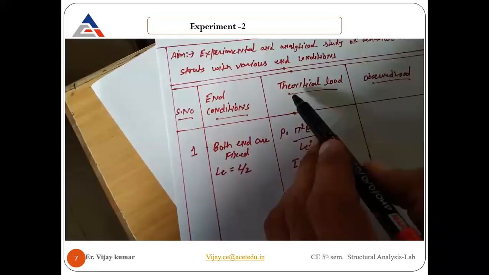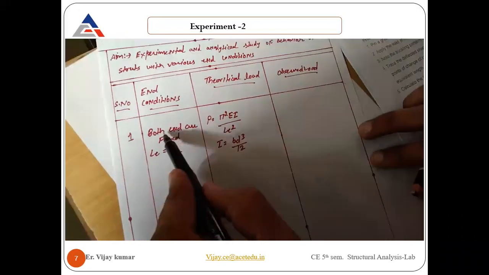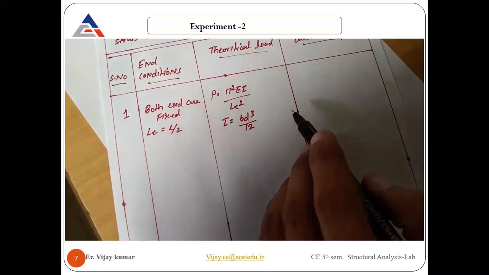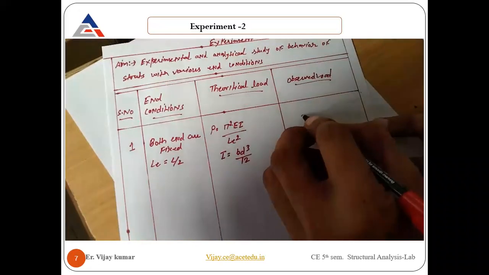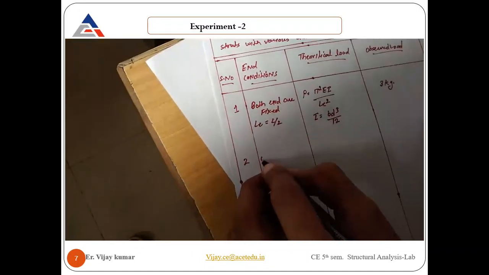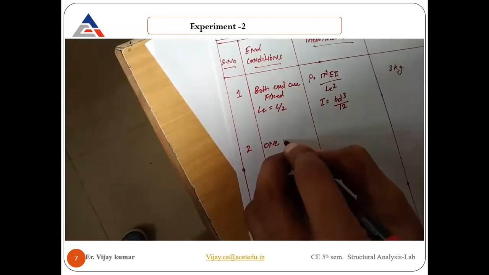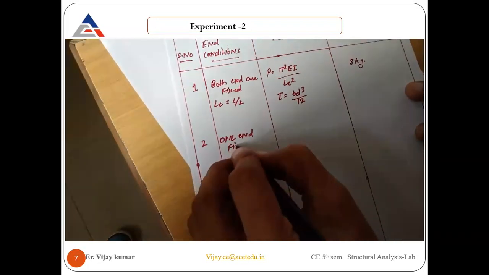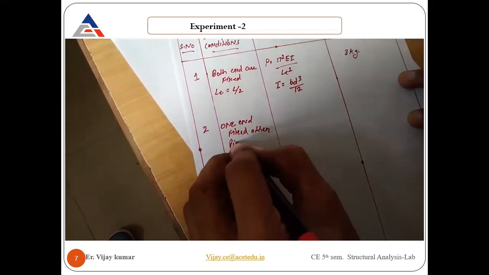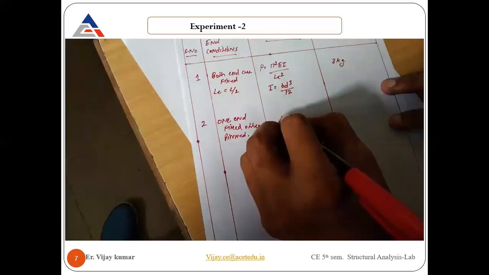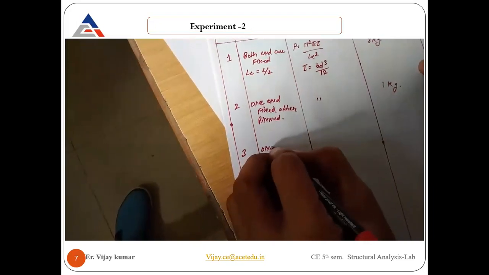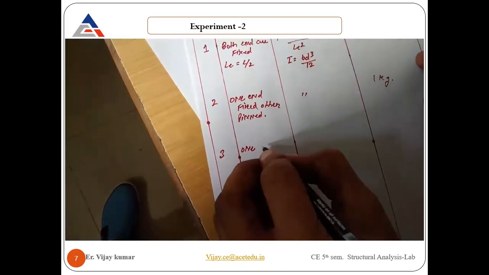If you write into the observation sheet, these are the conditions we have to see, the end conditions, and whatever the end condition, we just write from there. You have to write here the observed load at which the deflection has taken place. You need to calculate theoretical values. Just use the relation and calculate those. In this calculation, I have not shown all the calculation here. I just considered the end conditions and the load at which deflection takes place. So one end fixed, other pinned.